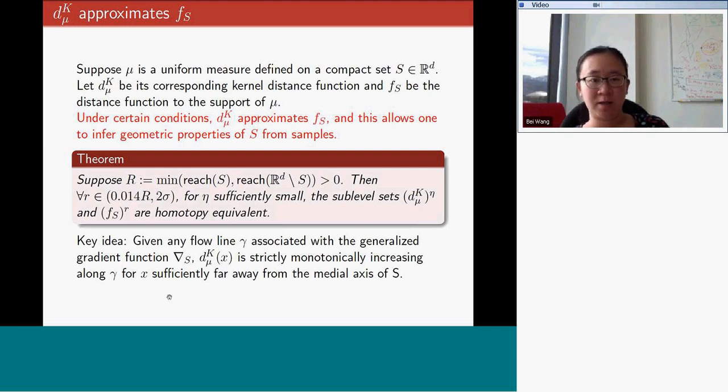And then, thanks to a discussion with Yusu, the idea would be that given any flow line gamma associated with the generalized gradient function, the kernel distance is monotonically increasing along it for points that are sufficiently far away from the object itself. So within this range, the distance measure behaves relatively nicely as it flows along the kernel distance function when sitting far away from the medial axis. And I'll show later how they approximate each other.